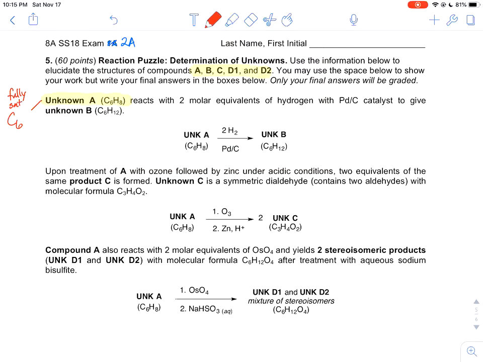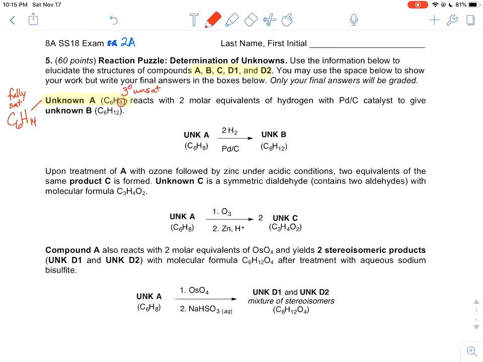We're going to use the formula 2N plus 2. So 6 times 2 is 12, plus 2 is 14. So that's fully saturated. Now the difference between the 14 hydrogens and the 8 hydrogens in this molecule is pretty substantial. 14 minus 8 is 6. So we have 3 pairs of missing hydrogens. We have 3 degrees of unsaturation.